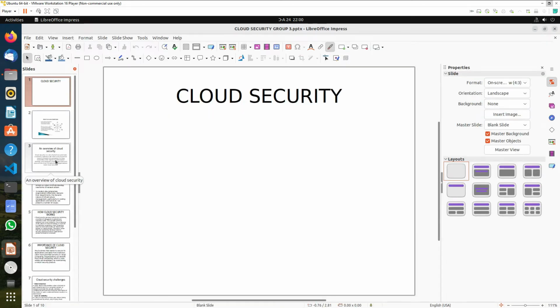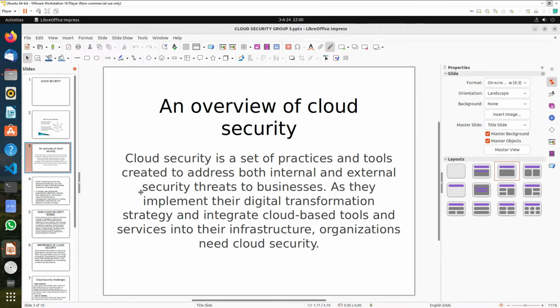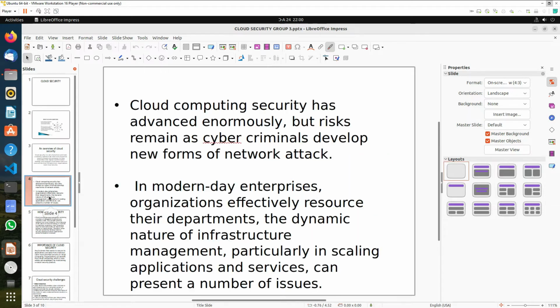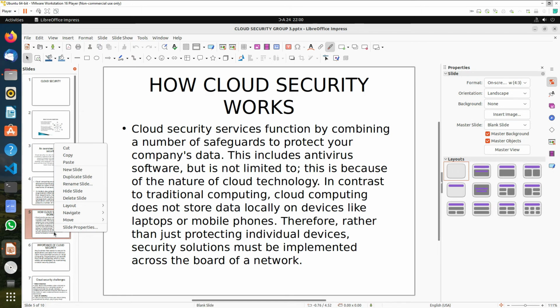So with cloud security, what is cloud security? There are practices and tools that are set aside to secure the cloud and prevent cyber attacks. You see, as days go by, people are thinking of ways to attack companies or organizations. So you also have to put down systems that will handle these people when they try to attack your organization, your company or whatever.